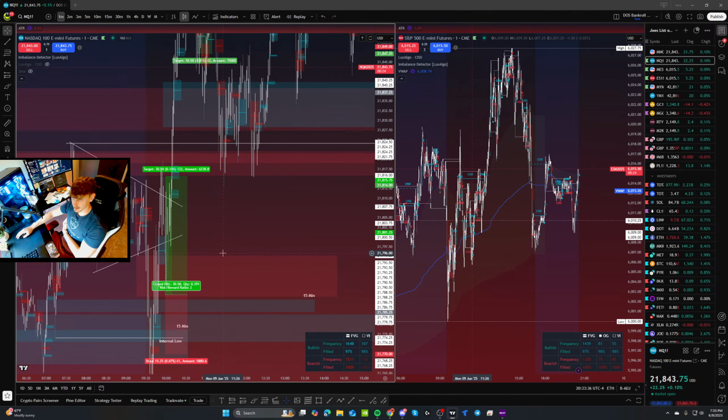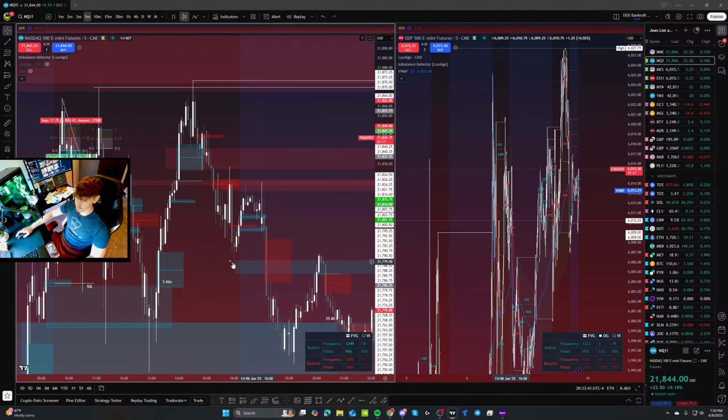We had an inverse 5-minute right here. This is marked out in red here. Show you really quick.